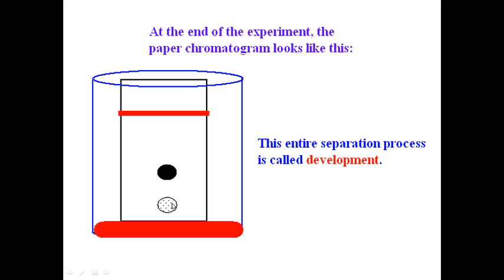Okay, and this is what's called development. So when we develop a TLC plate, that means we put a spot of the mixture on there, we place it inside of the development jar, and then we allow the mobile phase to move up the TLC plate. That's development.